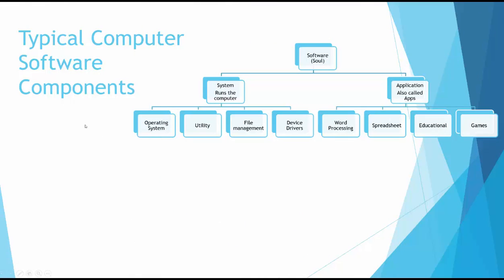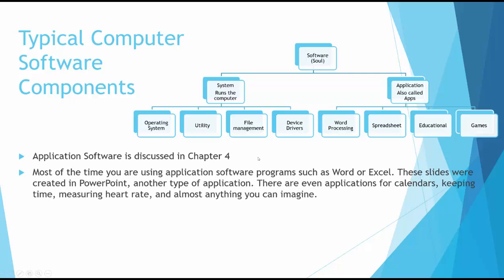Typical computer software components include system and application software. Those are the two major categories. The system software runs the computer and includes operating systems, file management, things like that. The application software, you've probably heard the term apps, include things like word processing, educational software, games. Application software is discussed in Chapter 4. Most of the time you're using application software programs such as Word or Excel. These slides were created in PowerPoint, another type of application.